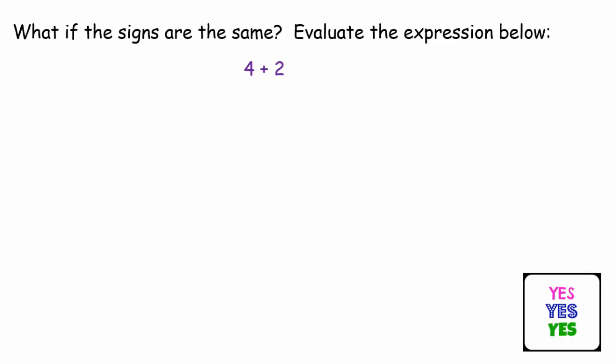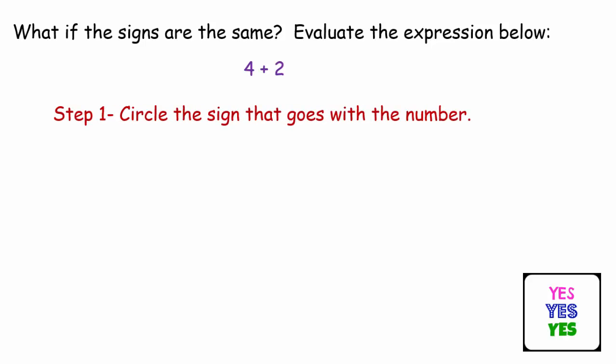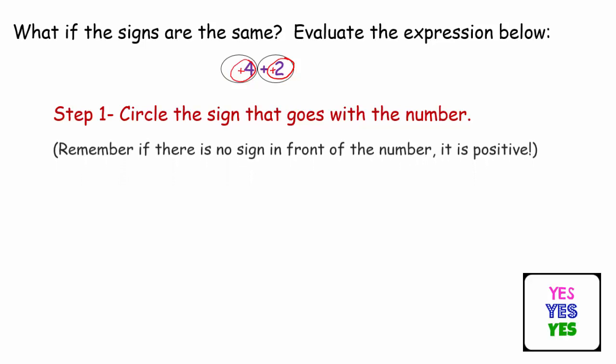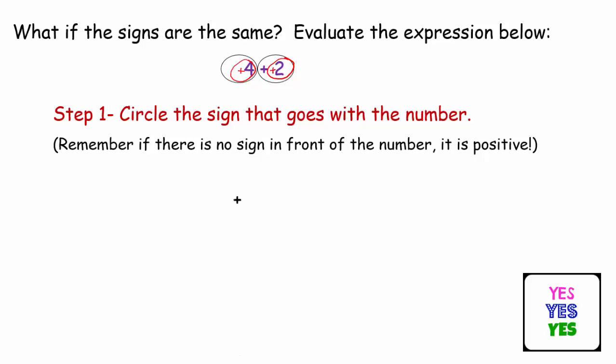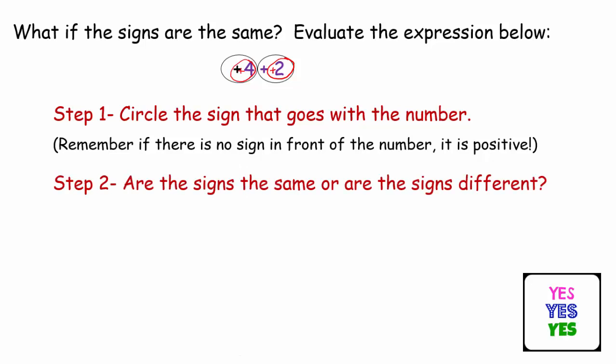What if the signs are the same? Let's evaluate this expression, 4 plus 2. Circle the sign that goes with the number. I'm going to go ahead and circle the sign that goes with the number. I'm just going to put a little plus sign in front of that 2. If we don't see a sign in front of the 4, we know that's also positive. Remember, if there's no sign in front, it's positive, so that's definitely a +4. Are the signs the same or the signs different?